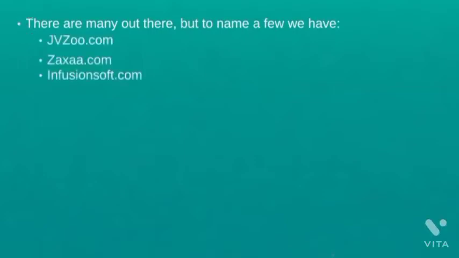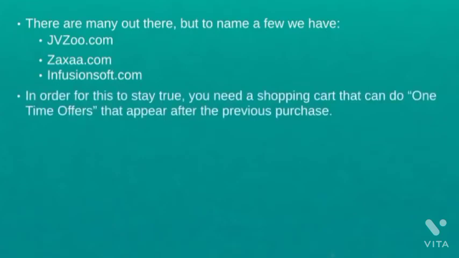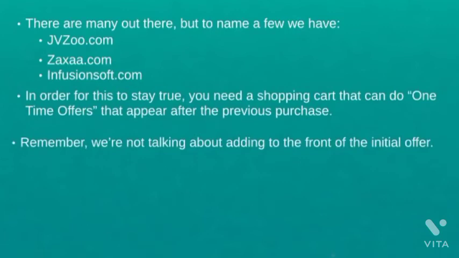Now, there are many out there, but here are just to name a few. There's jvzoo.com, there's Zaxa.com, and there's Infusionsoft.com. I will say that Infusionsoft is a lot more complex, so Zaxa.com typically is a good shopping cart system. jvzoo.com as well. Now, in order for this to stay true, you need a shopping cart that can do one-time offers that appear after the previous purchase. We're not talking about one-time offers that are added to the front-end initial offer.